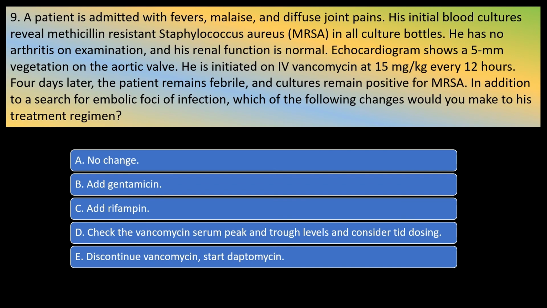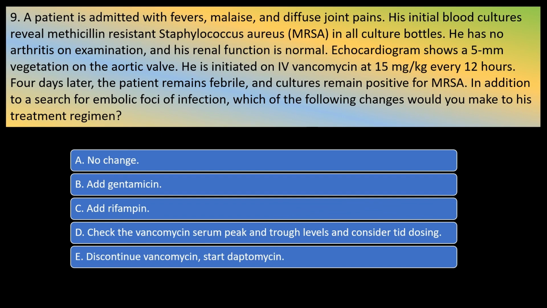A patient is admitted with a fever, malaise and diffuse joint pains. His initial blood cultures reveal MRSA in all culture bottles. He has no arthritis on examination and his renal function is normal. Echocardiogram shows a 5 mm vegetation on the aortic valve. He is initiated on IV vancomycin at 15 mg per kg every 12 hours. 4 days later, the patient remains septic and cultures remain positive for MRSA. In addition to a search for embolic foci of infection, which of the following changes would you make to his treatment regimen? A. No change.